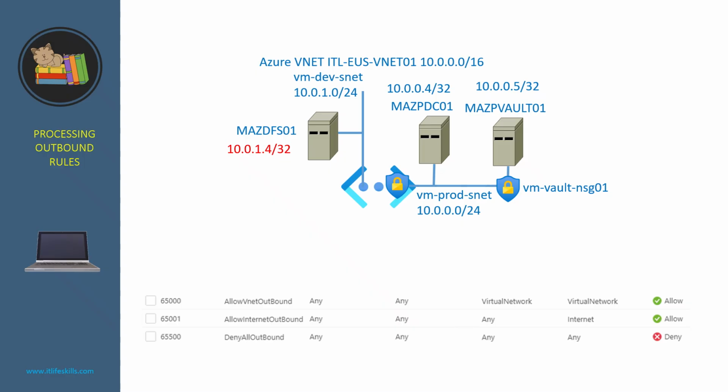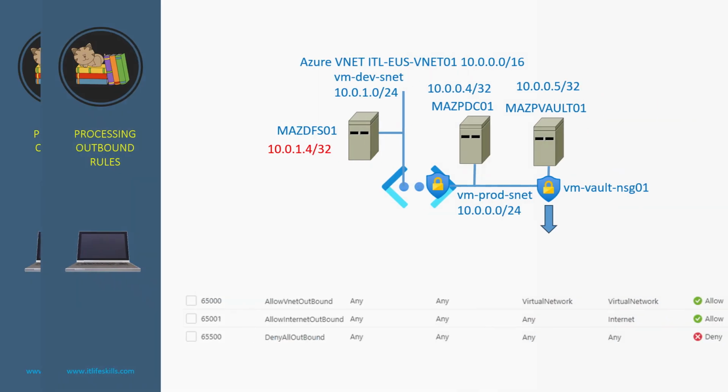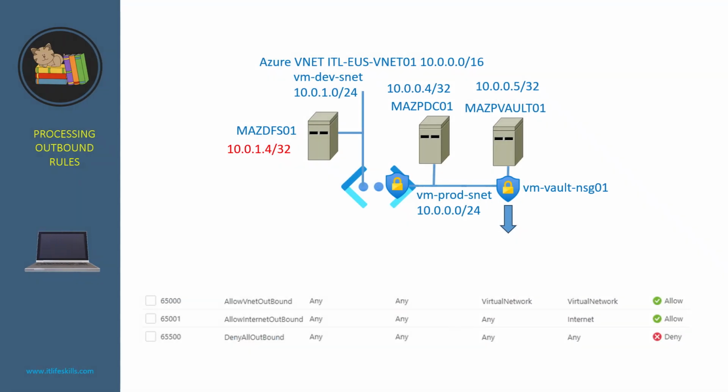to the network interface of MAZP-VO01, which means it allows all the outbound traffic from the VM MAZP-VO01 with the default security rules. Because the vault has confidential information, we want to block all the outbound traffic from the vault.